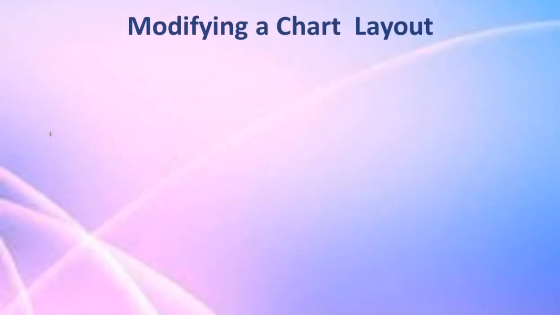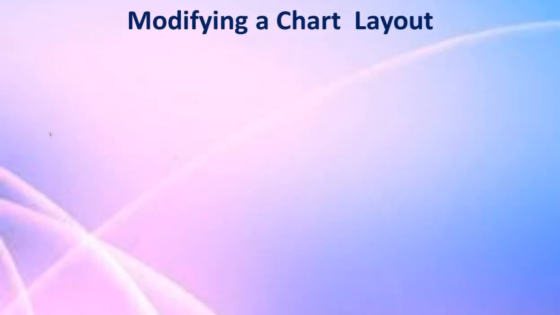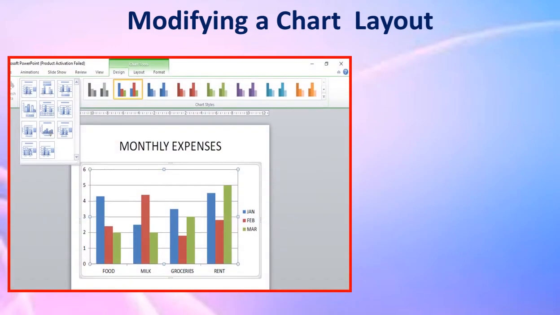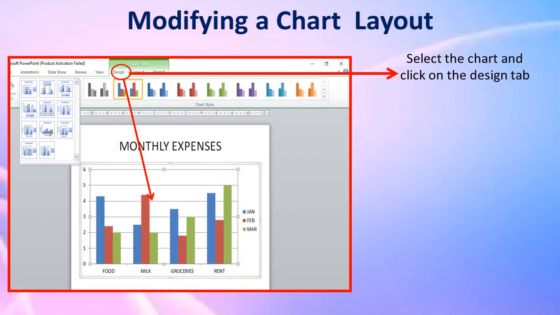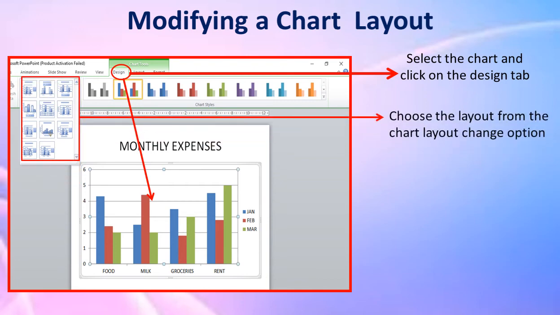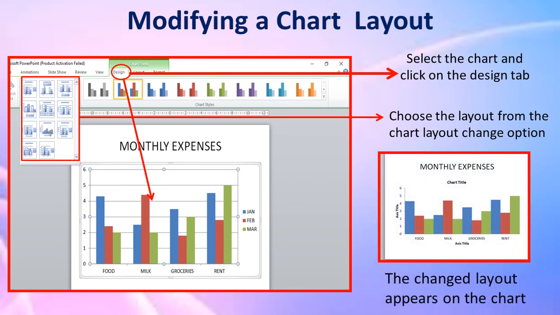We'll now learn to modify the chart layout. So what you need to do, you need to select the chart and click on the design tab. The second step is scroll through the options in the chart layout group or click on more drop down arrow to see all the available chart layout options at once. So select your required chart layout so that it gets applied onto your chart.